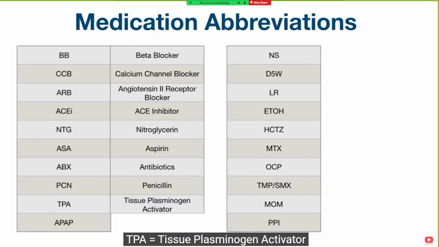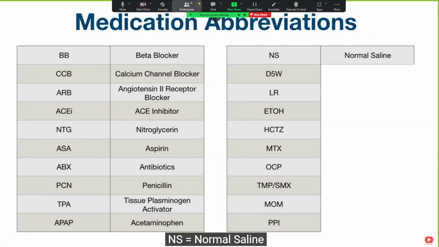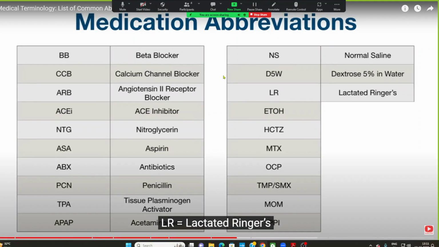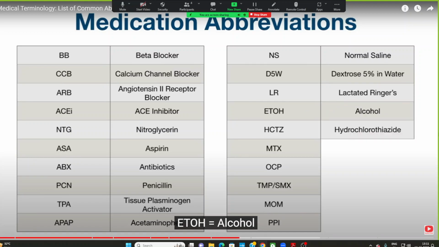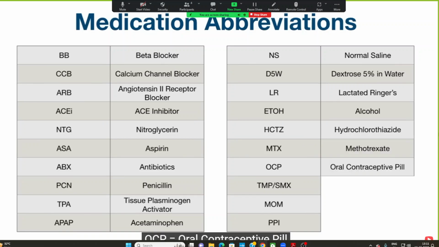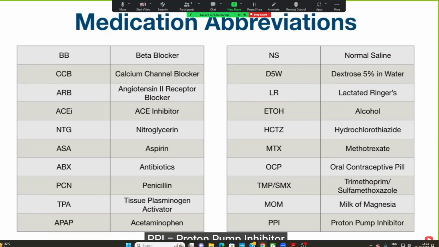TPA, tissue plasminogen activator. APAP, acetaminophen. NS, normal saline. D5W, dextrose 5% in water. LR, lactated ringers. ETOH, alcohol. HCTZ, hydrochlorothiazide. MTX, methotrexate. OCP, oral contraceptive pill. TMP-SMX, trimethoprim sulfamethoxazole. MOM, milk of mag. PPI, proton pump inhibitor.